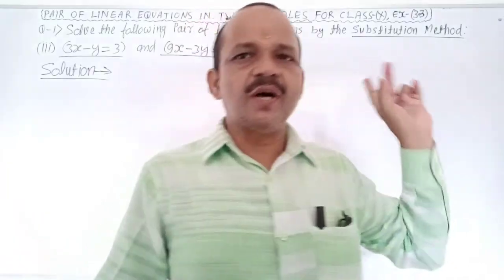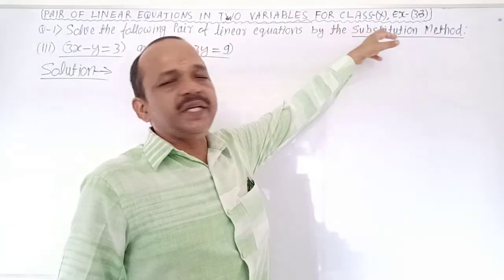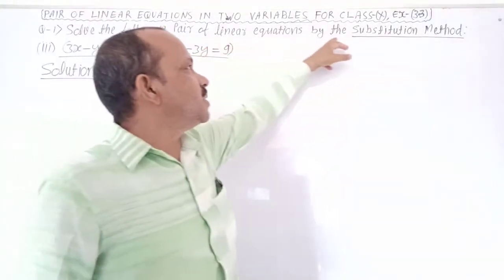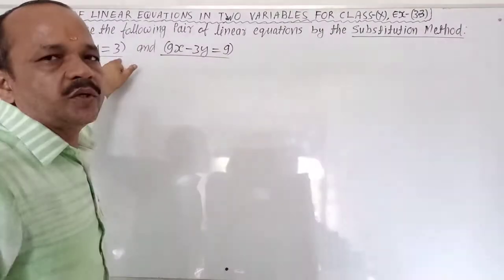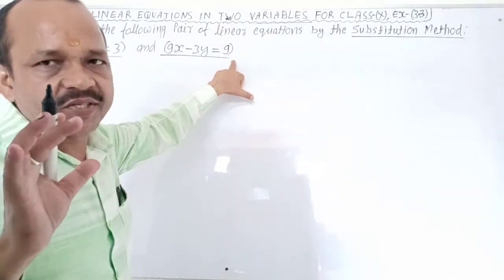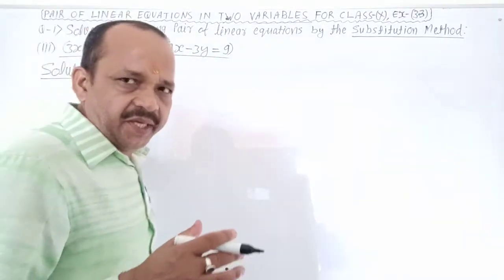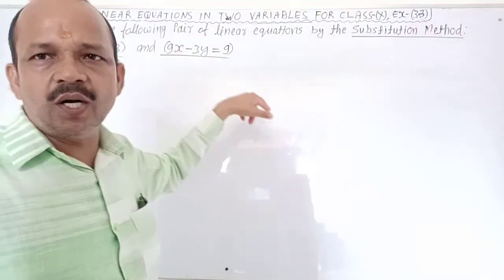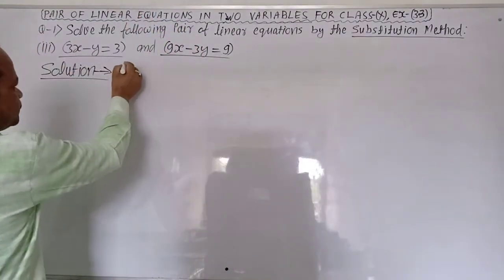Very good. See the board. Pair of linear equations in two variables for class 10, exercise 3.3. Question number 1. Solve the following pair of linear equations by the substitution method. Part 3: 3x minus y equal to 3 and 9x minus 3y equal to 9. You solve the given equations by the substitution method and find the value of x and the value of y. It is very easy.